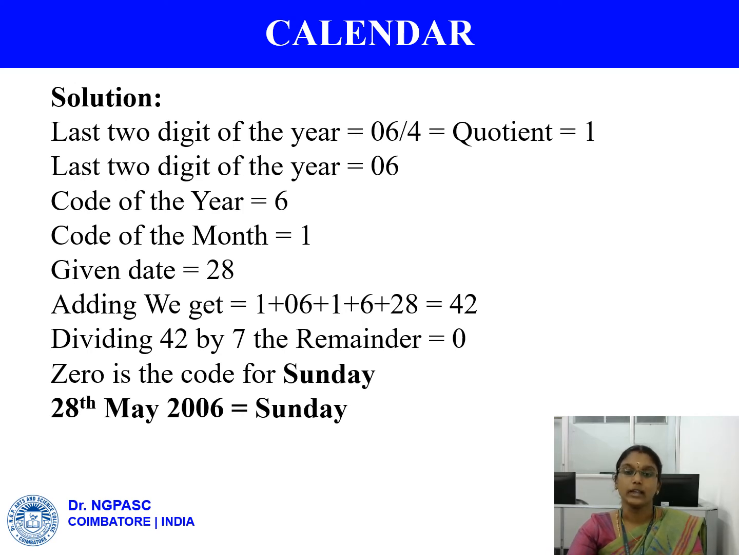Adding all the values 1, 6, code of the year, code of the month, and given date, we get 42. So we have to divide 42 by 7. Then we get the remainder as 0. So 0 is the code for Sunday. So 28th May 2006 is Sunday.